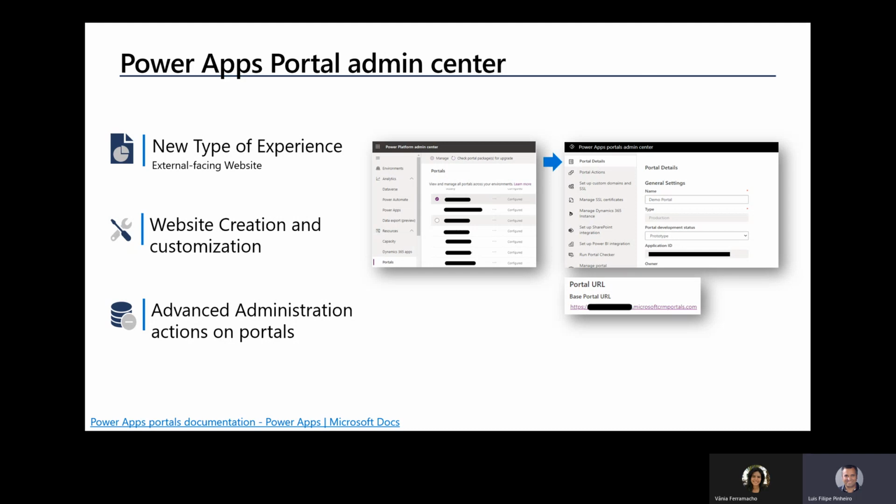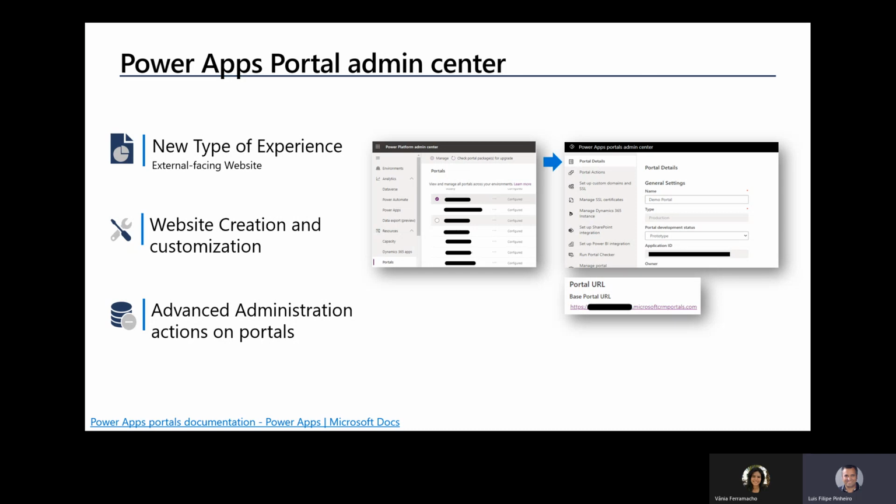Okay, so to access the Portal Admin Center, you just need to sign in to the PPAC, the Power Platform Admin Center. And in the left pane, you just need to select Resources and select Portals. Once you are there, you just need to select Manage on the top of the page, and you will be forwarded to the Power Apps Portal Admin Center. On the Portal Admin Center, we have several areas.